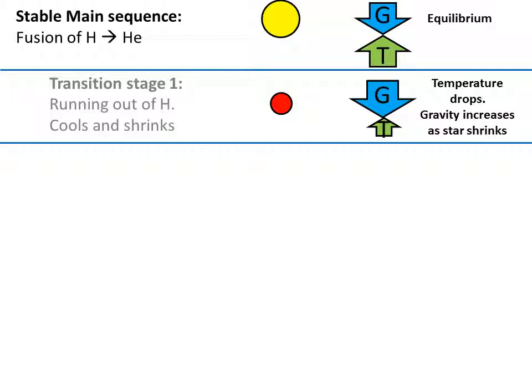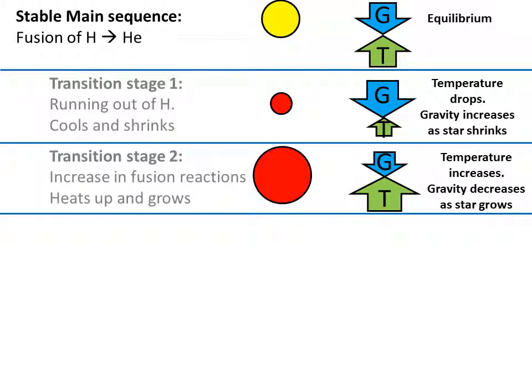So gravity starts to shrink this star down. Its colour changes as well because its temperature drops. Gravity starts to win, and as it gets smaller, gravity wins even more because the radius, remember, is getting less, and we know that the force of gravity is inversely proportional to the square of the radius of the object. So that's the first thing.